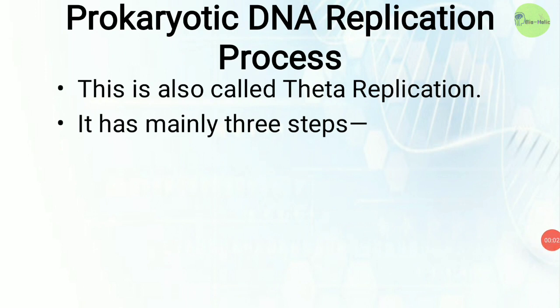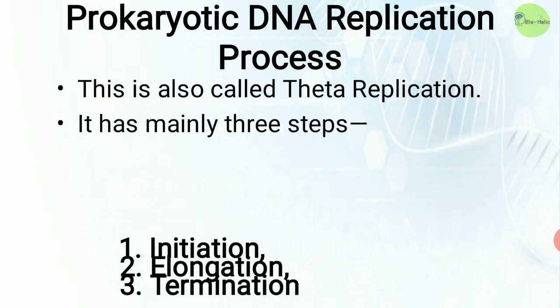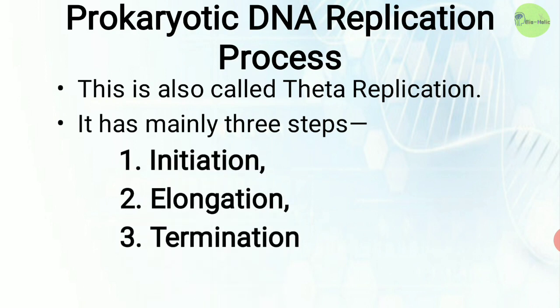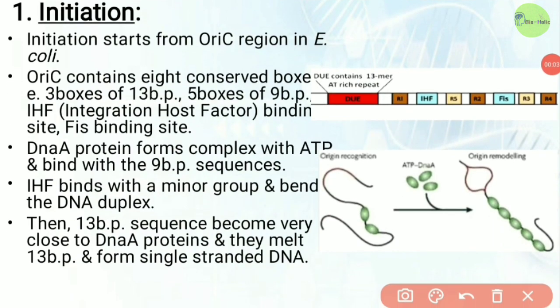So today I'm gonna discuss the prokaryotic DNA replication process, which is also called theta replication, and it has mainly three steps: initiation, elongation and termination. Though there are not such specific steps in the replication process, for our help in identification we have divided it into these three steps. Okay, so let's see in detail what incidents will occur in the initiation stage.